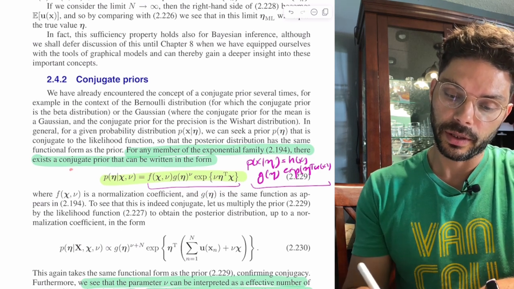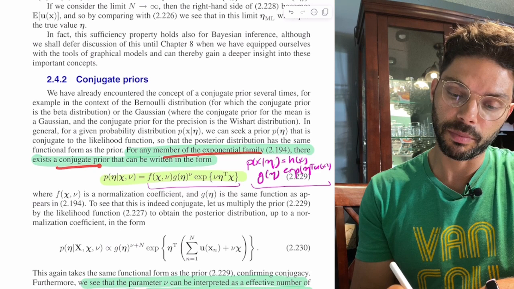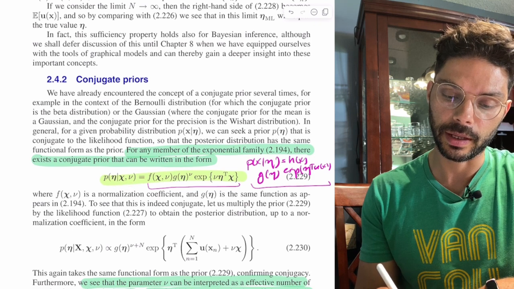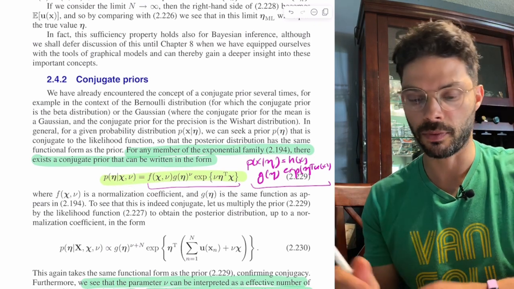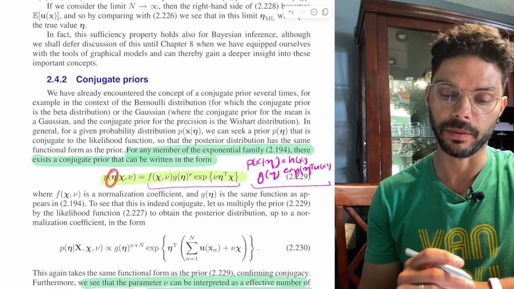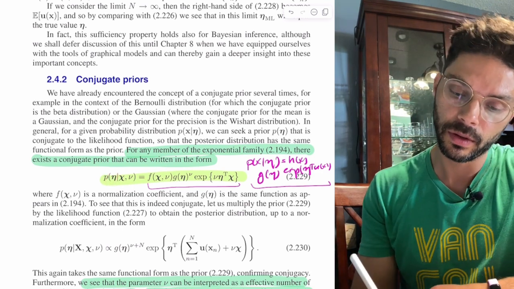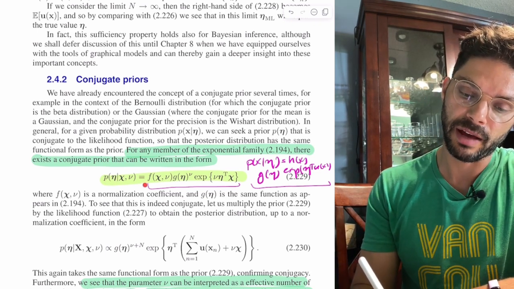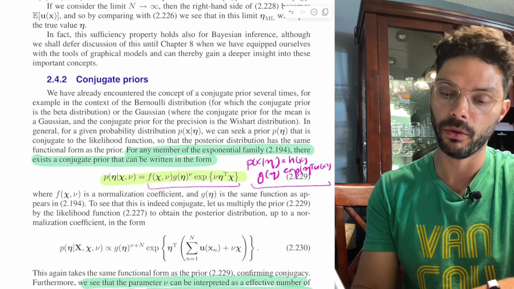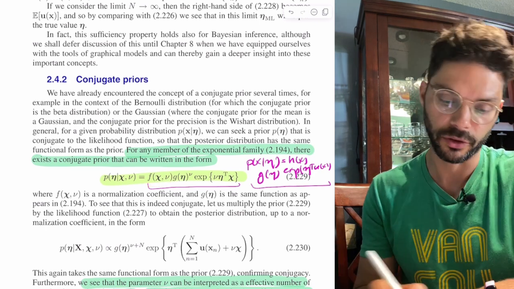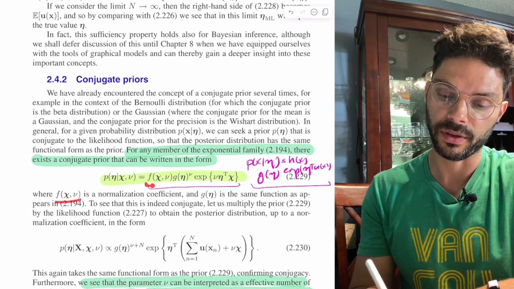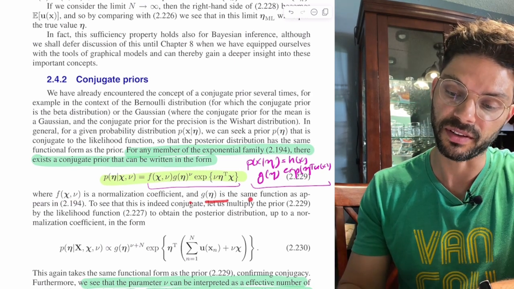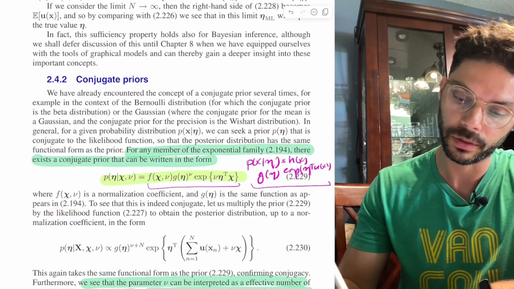For any member of the exponential family, there exists a conjugate prior that can be written in this form. This is the prior, and chi and nu are the hyperparameters, the parameters of your prior distribution, basically. So now you have f of chi, nu, g of eta to the nu, and then this exponential term. This is the normalizing coefficient, so it normalizes over your prior parameters. g of eta is the same function as appears in 2.194, and that's important.